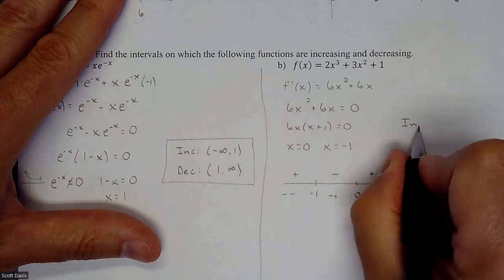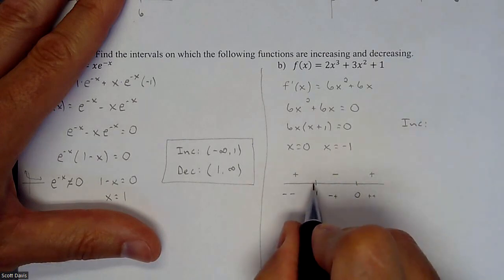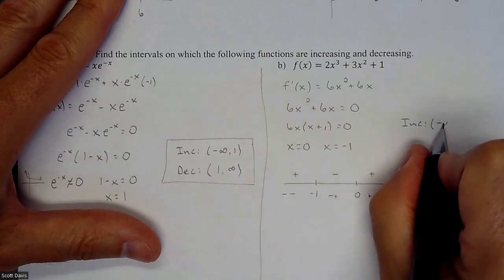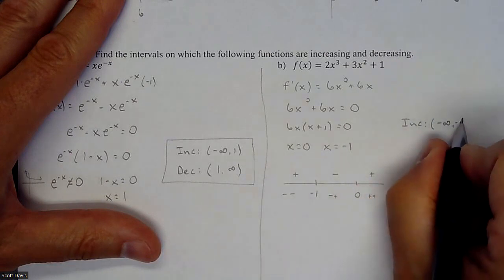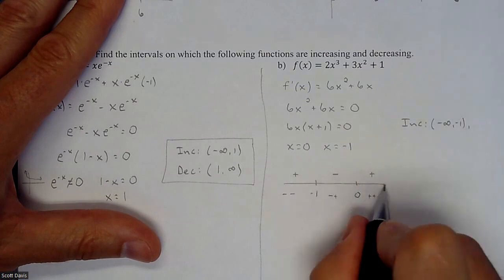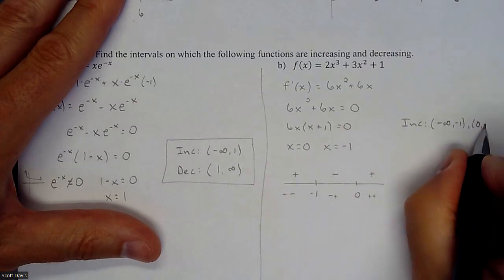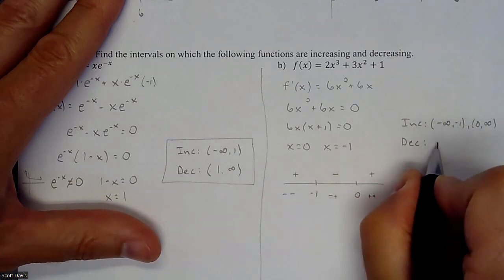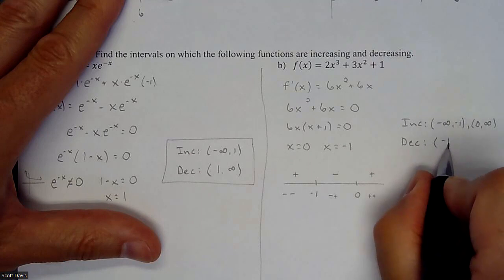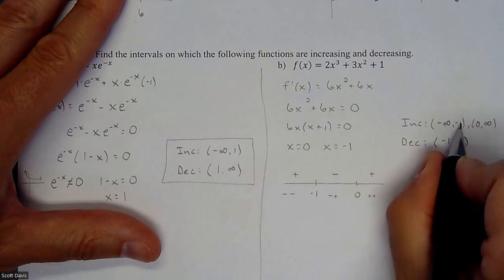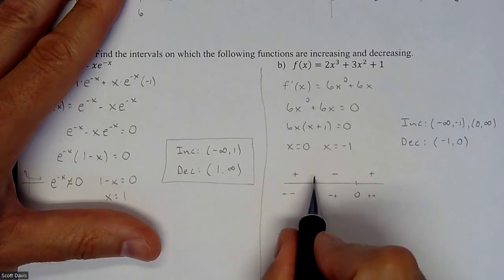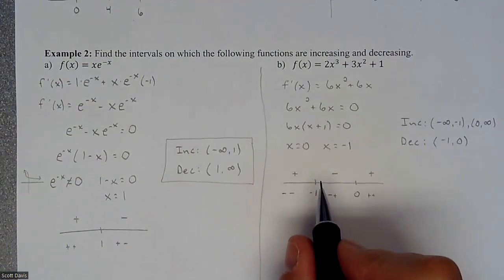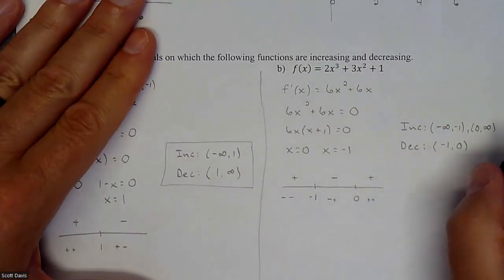So answers are, we're looking for an increasing section. So we're going to be looking for when it's increasing from -infinity to -1 and 0 to infinity. And then it's decreasing from -1 to 0. And notice how we're not including those values because those are where slopes are 0. And so if it's a slope of 0, it's not increasing or decreasing. So I don't want to include those points.